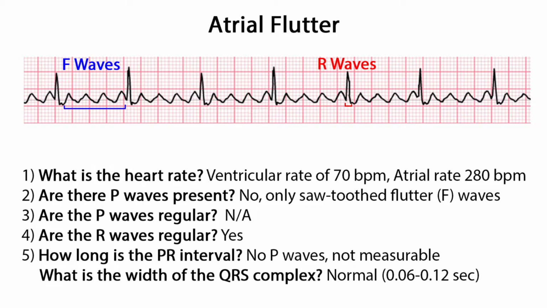And number 5, how long is the PR interval? Since there are no P waves, it is not measurable. So then what is the width of the QRS complex? They are all normal, falling between 0.06 to 0.12 seconds.